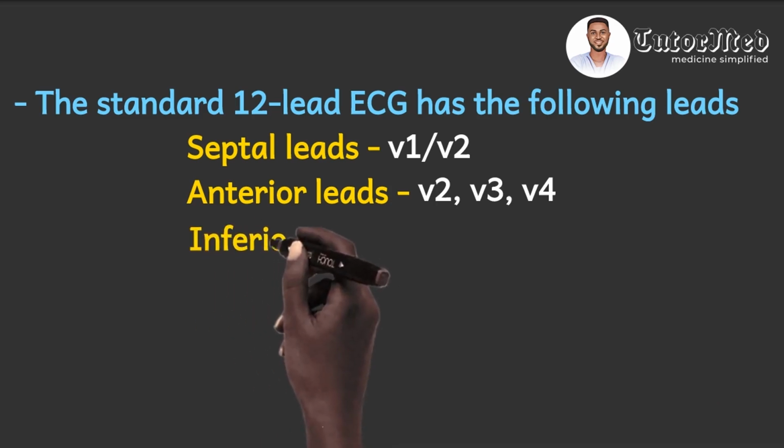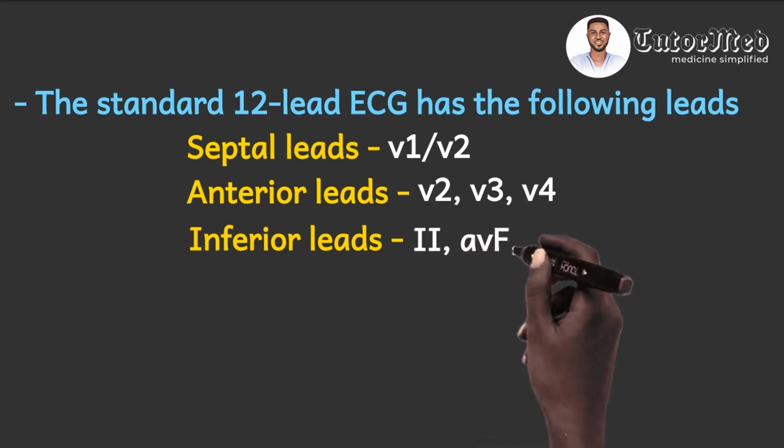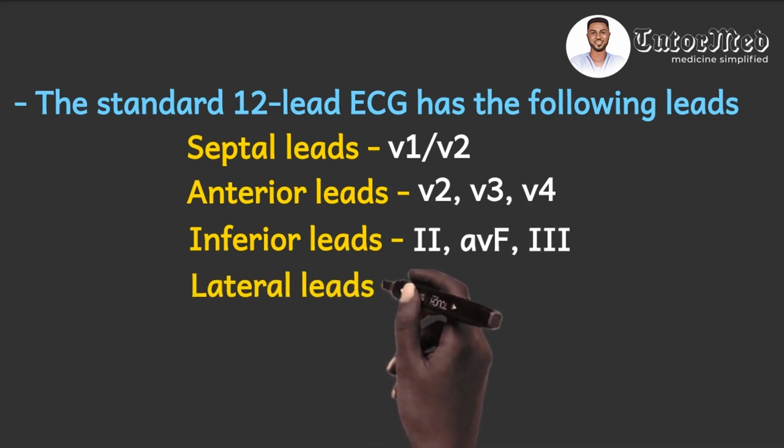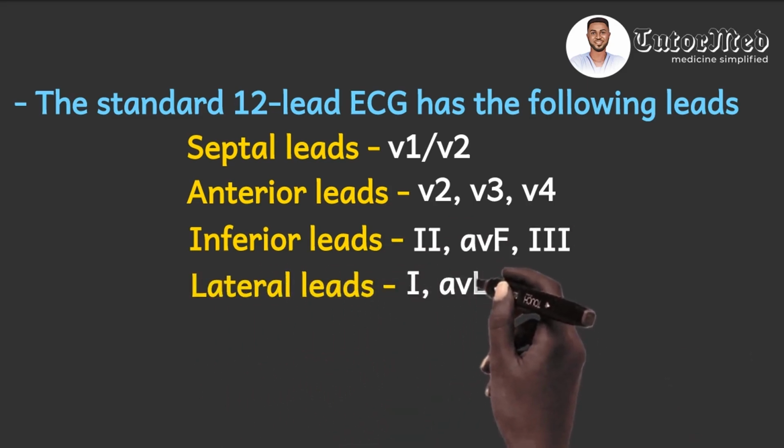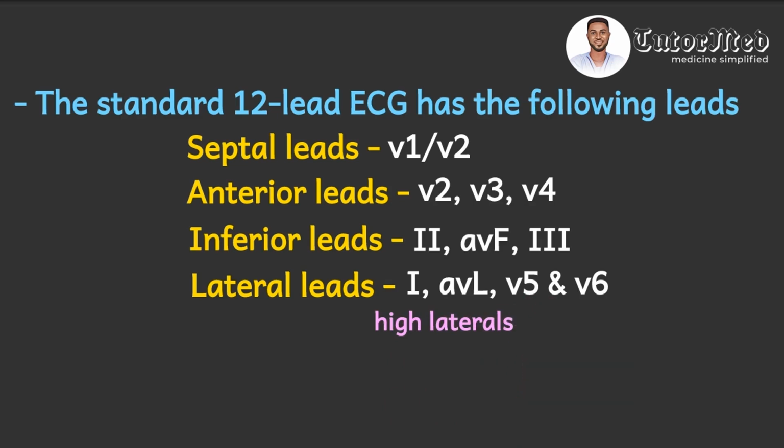Then we have the inferior leads, which are leads 2, AVF, and lead 3. Then we have the lateral leads, which are leads 1, AVL, V5, and V6. Leads 1 and AVL are given a special name called high lateral leads because among the lateral leads, they look at the upper lateral wall of the heart compared to V5 and V6.